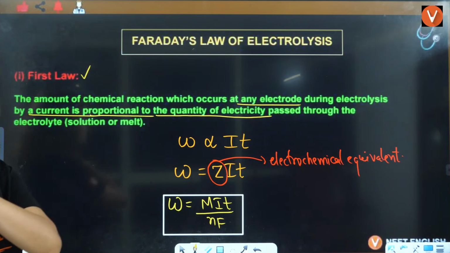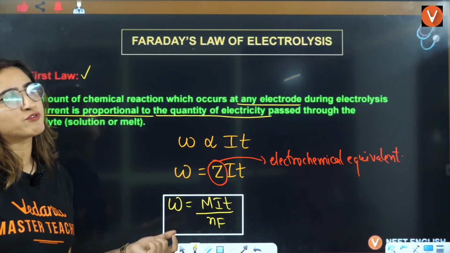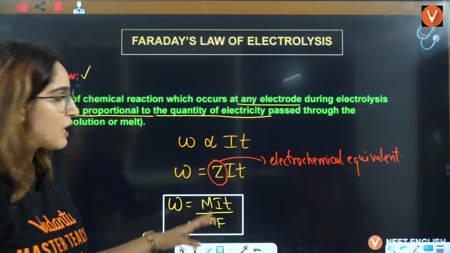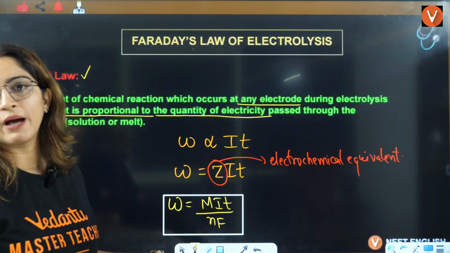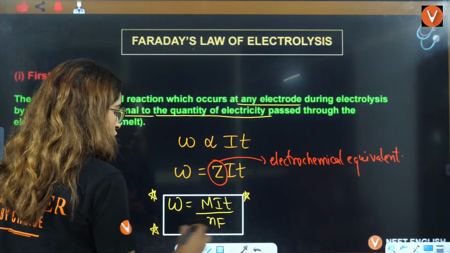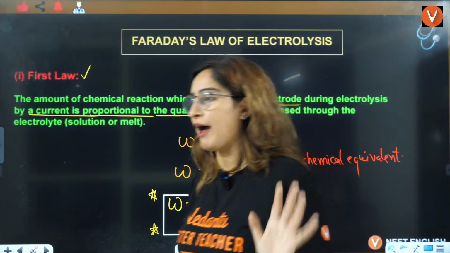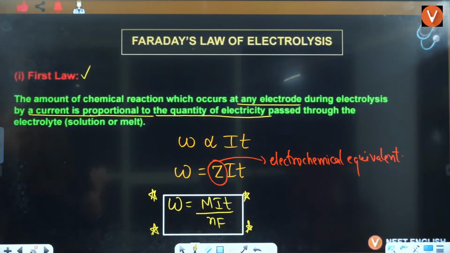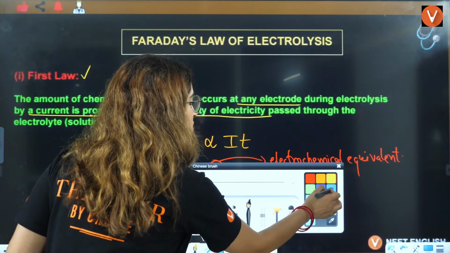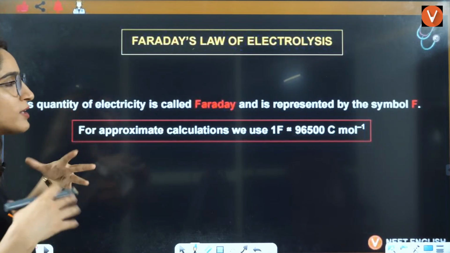Right? This is the full-fledged formula that you have here, that this is equals to molar mass, or you can say it was actually equal to equivalent weight by Faraday, but equivalent weight is equals to molar weight by N factor. So directly we have written it as weight is equals to molar mass into current into time divided by N factor into Faraday. Okay? Yes, everybody? Is that clear? Right? So that was the first law of electrolysis, and based on this, so many questions you will see here, right?